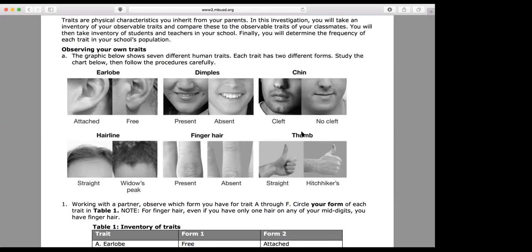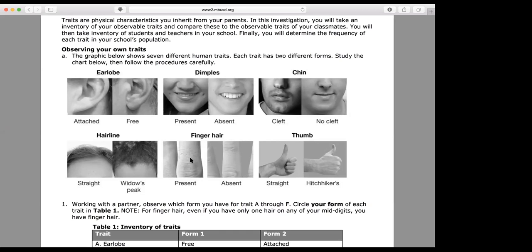Chin is another one. We have cleft chin or no cleft chin. Hairline, people either have a straight hairline or they have this little peak in there, which is a widow's peak. If you look right below your fingernails, right below that first knuckle, you either have hair follicles there that are present or you do not.